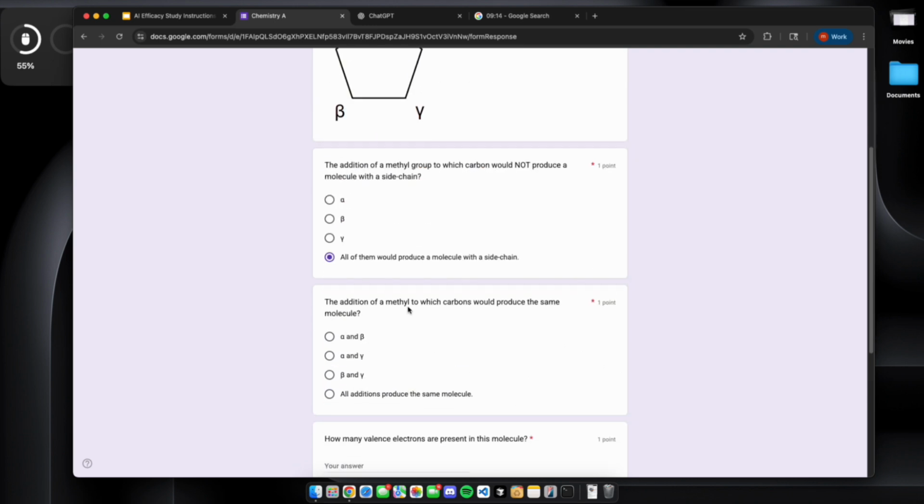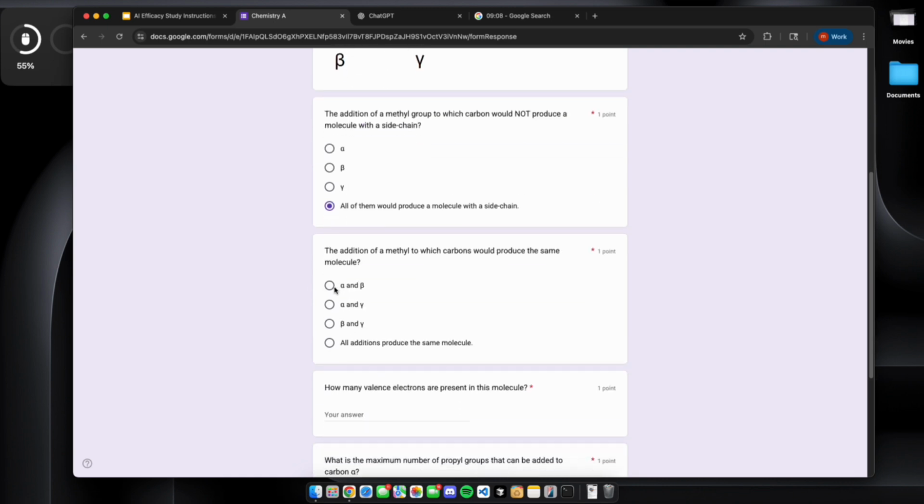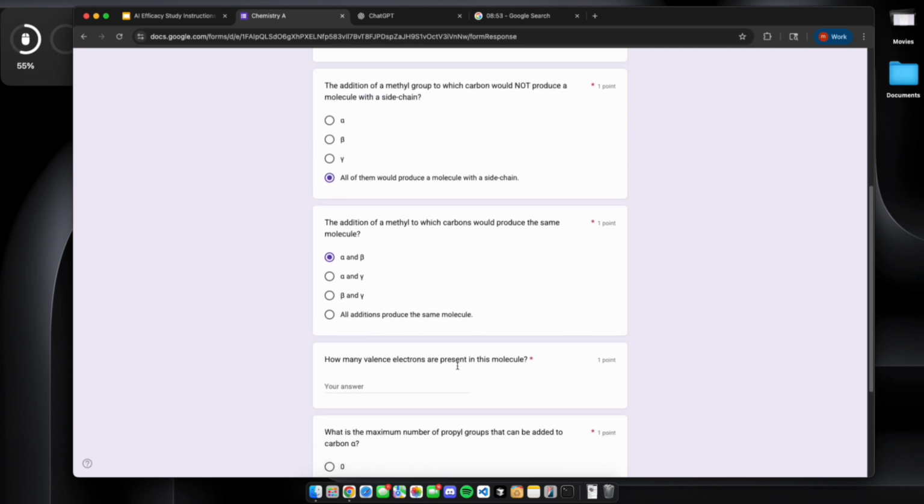The addition of methanol to which carbons would produce the same molecule? I feel like these two would, just based on nothing. I just recognize these. Well, I do recognize this symbol too in math. However, I don't see how they relate in chemistry.